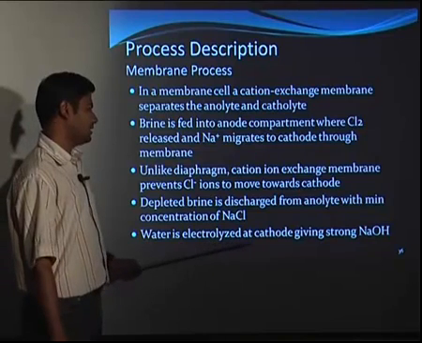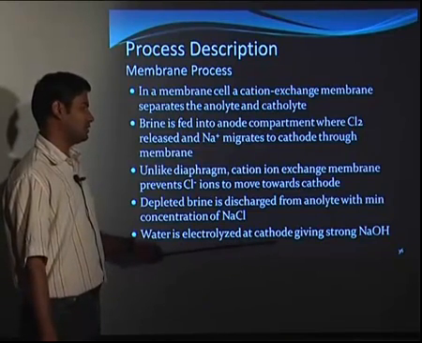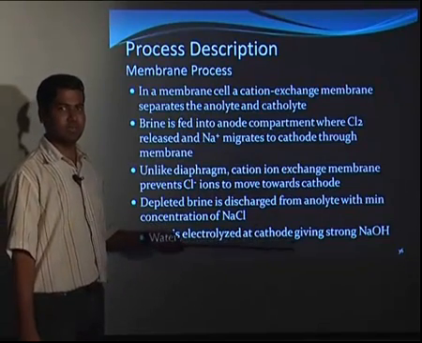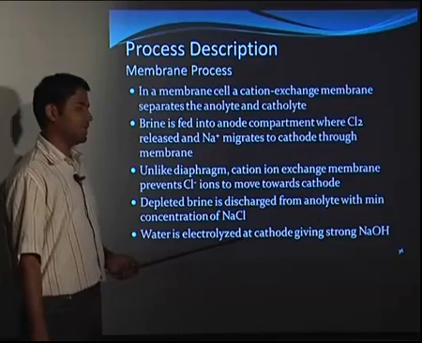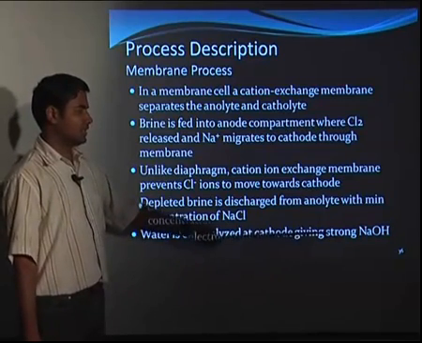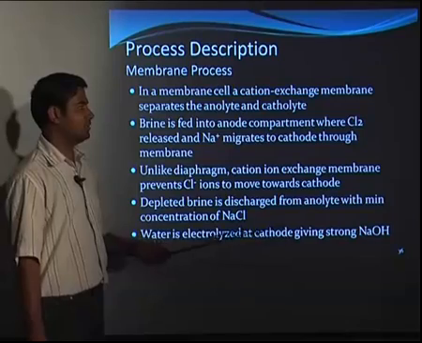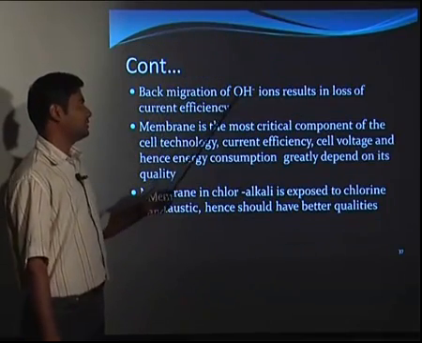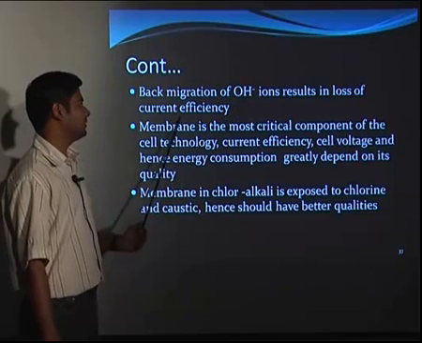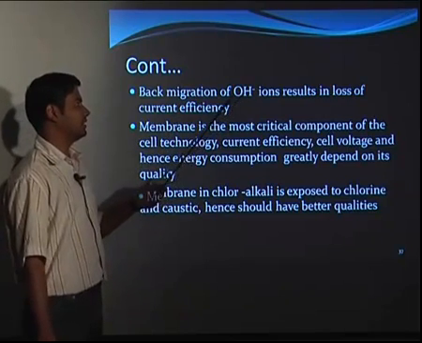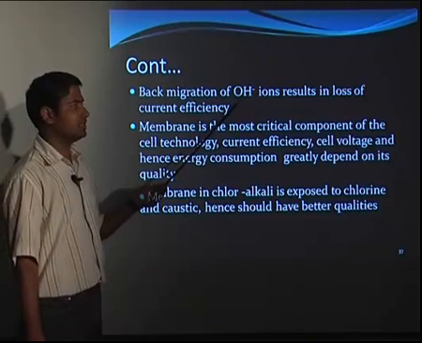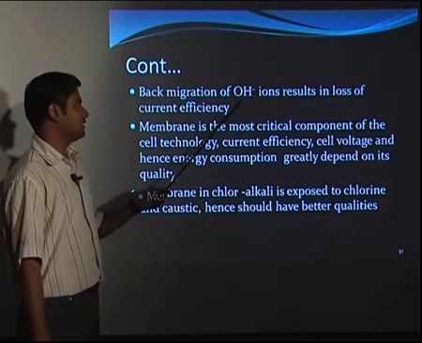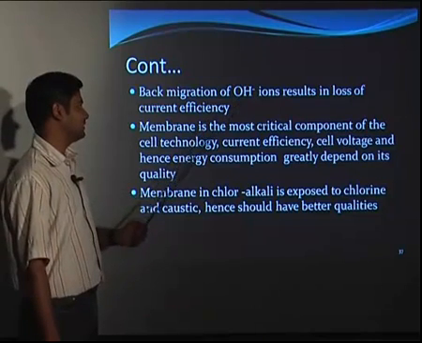Then water is electrolyzed at the cathode, giving strong NaOH. On the other side, the Na+ that is going over gives us NaOH, and we can electrolyze water to get more and more strong NaOH in the catholyte compartment. Then back migration of OH- ions results in the loss of current efficiency. So the problem with OH- may result, and when back migration occurs, it will result in the loss of current efficiency.